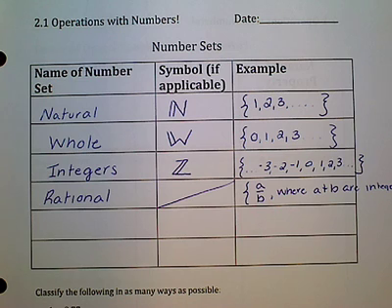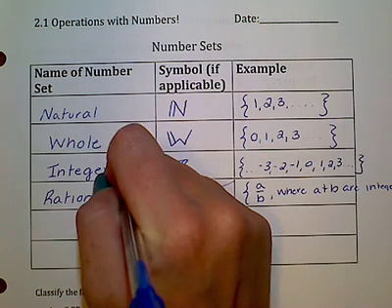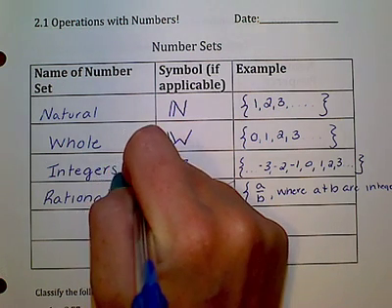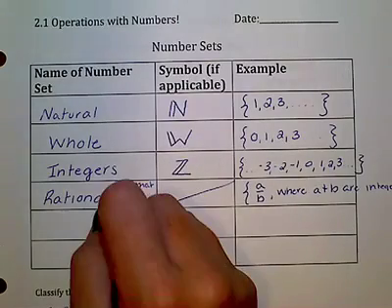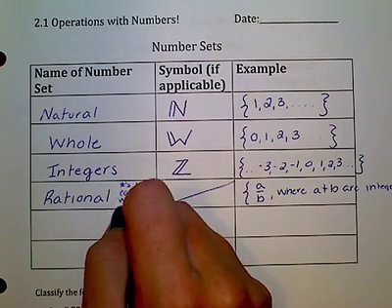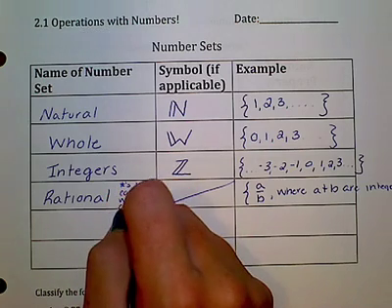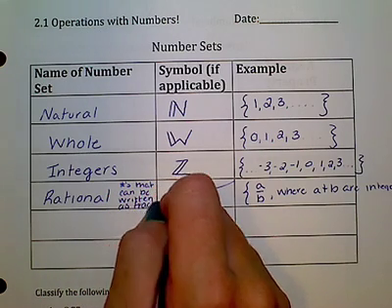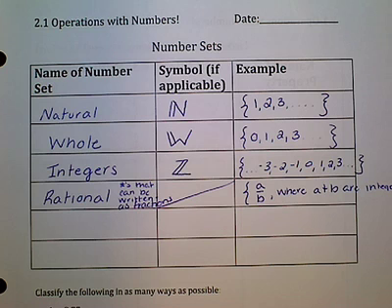So you might want to make a note: rational numbers are numbers that can be written as fractions. Not that they're always written as fractions, they could be whole numbers, but you would be able to put that whole number over 1 and have it be a fraction.